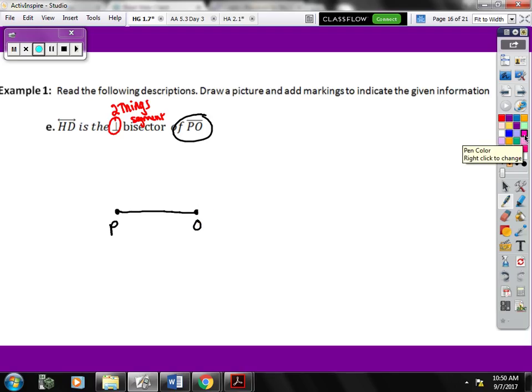Now line HD is coming down through, it's making a right angle and it's going through the midpoint. So I always draw the midpoint first and I mark it, and then I'll draw this line. It does need to be exactly a right angle this time, and we'll label that line HD. So we should have a right angle box and congruent segment markings.